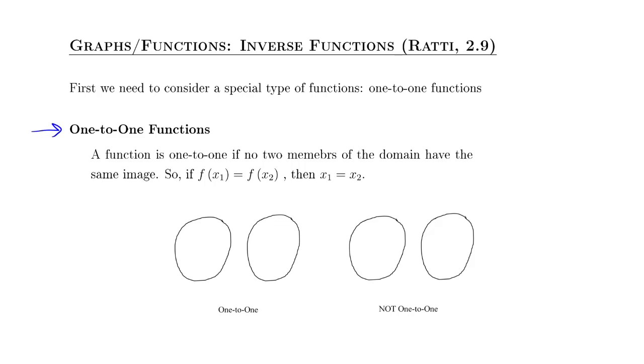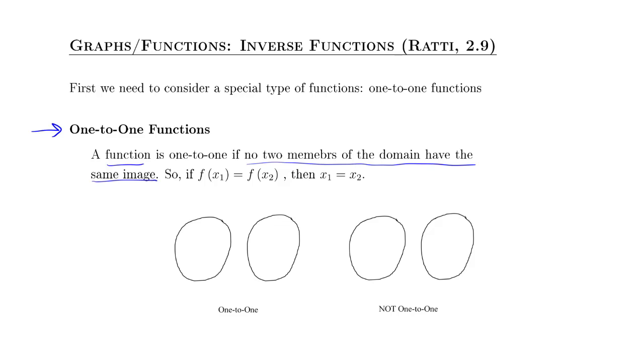Before we start, remember that a function said that you have to have only one output for every input. But it did allow for different inputs to go to the same output. Now let's see about this. A function is one-to-one if no two members of the domain have the same image. So no two inputs can go to the same output.